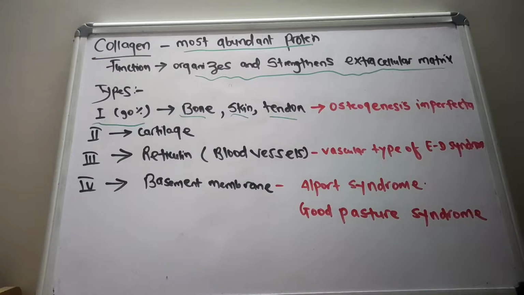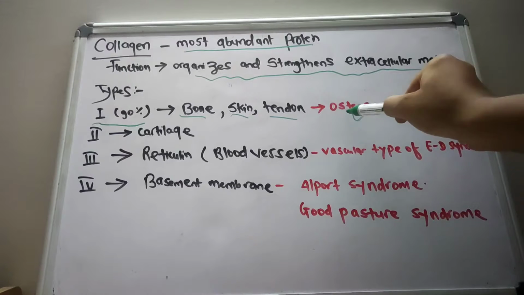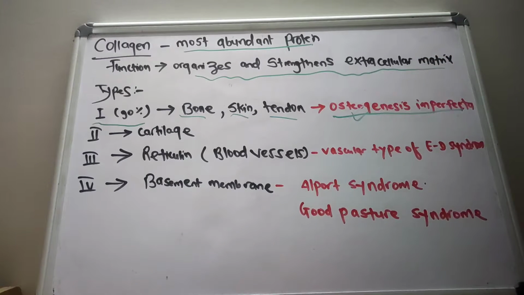Other structures in which type 1 collagen is present are dentin, fascia, cornea, and in late wound repair also type 1 collagen is present. There is decreased production of type 1 collagen in osteogenesis imperfecta.